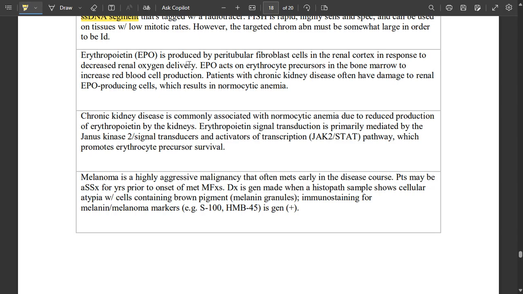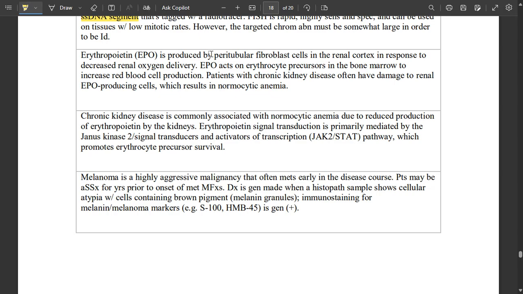Okay, so erythropoietin. Erythropoietin is produced by peritubular fibroblast cells in the renal cortex. We have said it earlier, but in the renal cortex there are cells which surround the tubules. In response to decreased renal oxygen delivery, when there is renal hypoxia, the peritubular fibroblasts produce erythropoietin. EPO acts on erythrocytic precursors in the bone marrow and therefore increases RBC production.